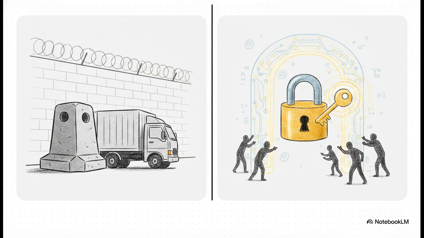Then, on the right, we have logical security. These are your digital gatekeepers. They operate on concepts like the principle of least privilege, which means giving users only the exact permissions they need to do their job, nothing more. And privileged access management, which completely locks down those super user administrator accounts so they can't be abused.